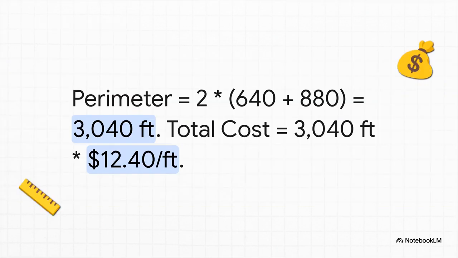Okay, time to plug and chug. Let's get the numbers in there. We add the length and width, so that's 640 plus 880, and then we multiply that whole thing by 2. That gives us a total perimeter of 3,040 feet. Awesome. Now for the easy part.